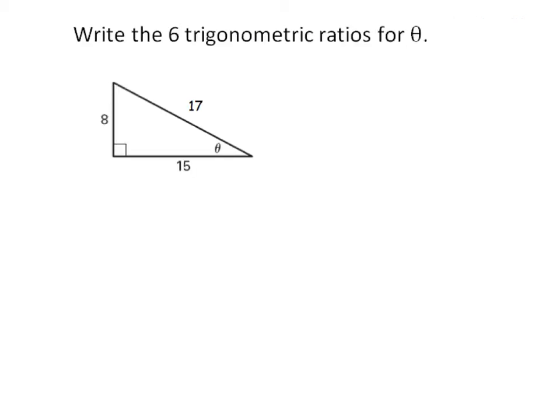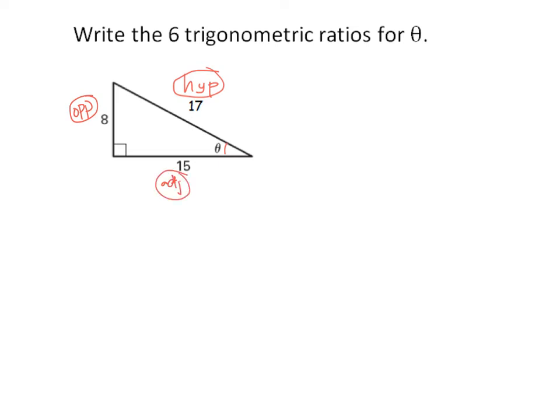Okay, so in this diagram here, all we are going to do is write the 6 trig ratios, or trigonometric ratios, for theta. So here is our angle theta. Before we get started listing all the trig ratios, we should for sure label our sides. So remember that across from the right angle is the hypotenuse. So I'll label that HYP. And opposite of the angle that we're talking about, the opposite side is the side with 8 here, so that's opposite. And that leaves the third side to be the adjacent side.